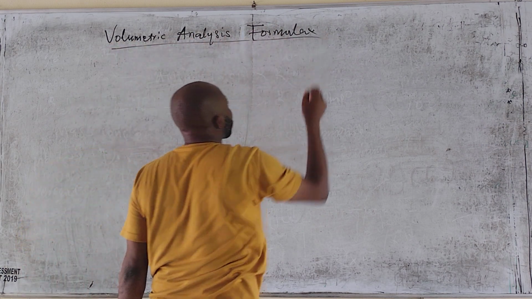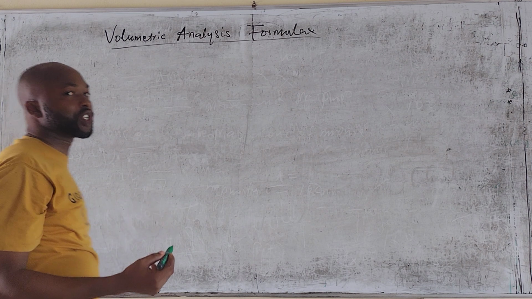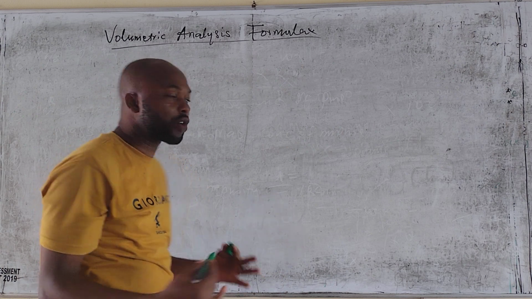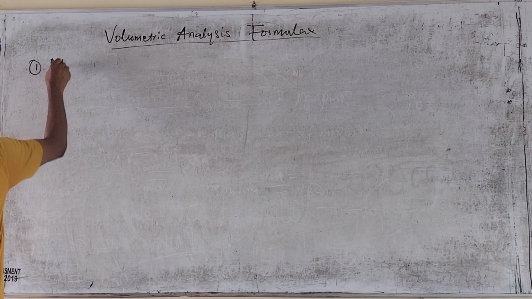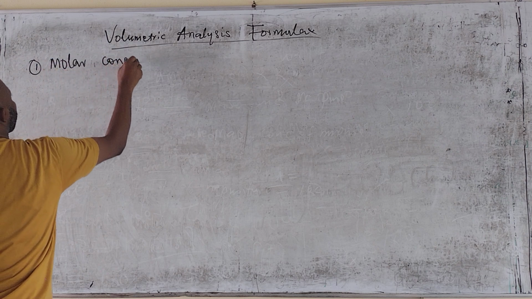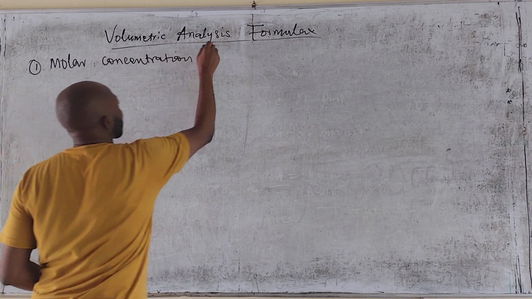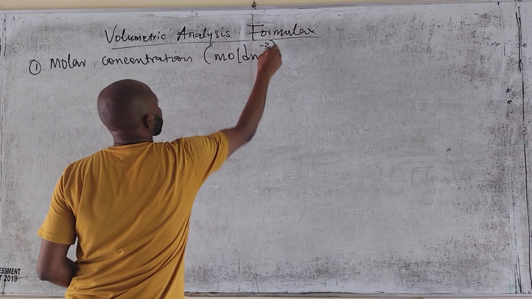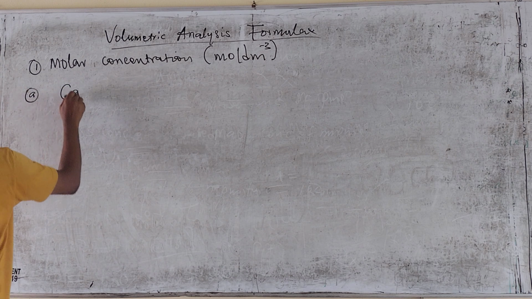So these are the volumetric analysis formulae. Let's start with concentration. In concentration, we have the molar concentration and the mass concentration. So let's start with molar concentration. Number one. A, we have our CAVA.